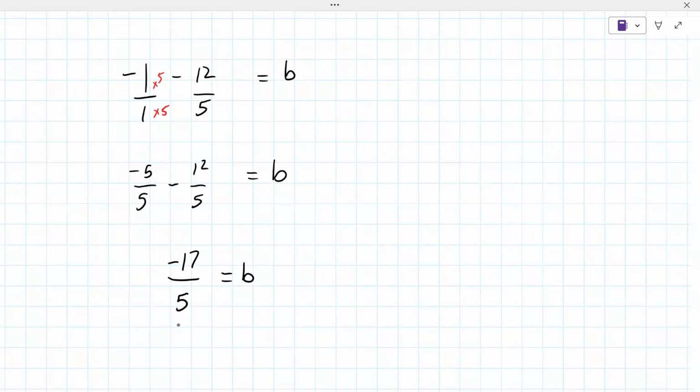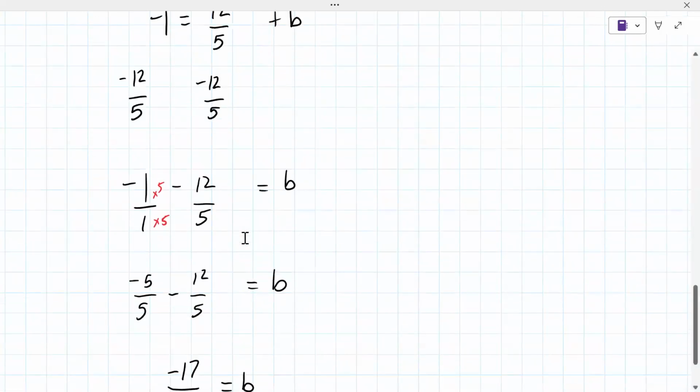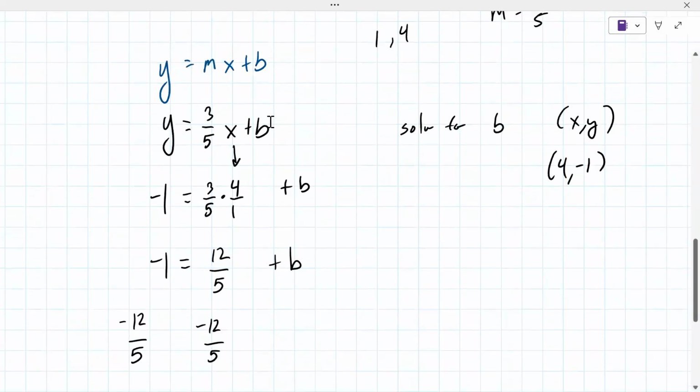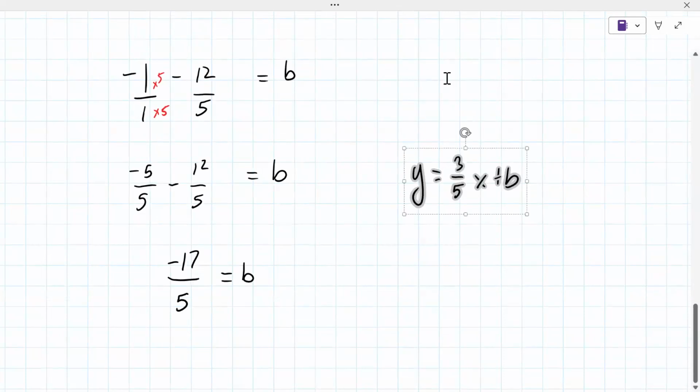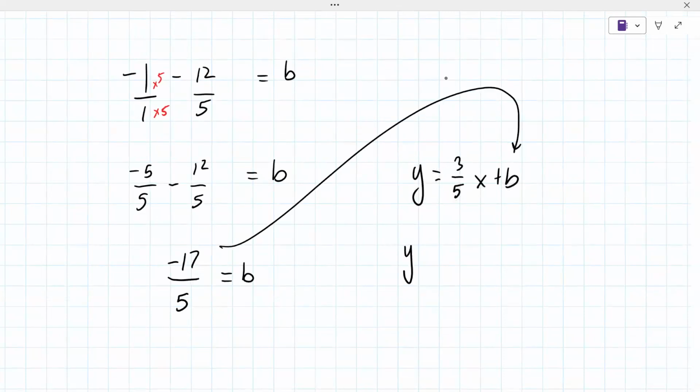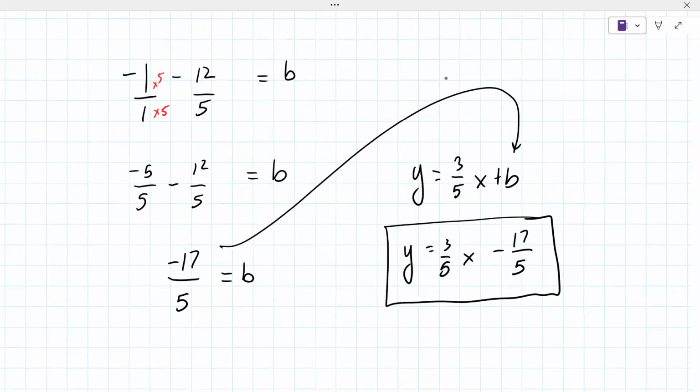That okay? Yeah. Okay. And then we go back to this equation right here, the 3/5 x plus b, and we substitute this number in for b. Y equals 3/5 x minus 17 over 5, like that. So I would put in the x with the 3/5. There's the box on the left, that's the y. On the right is the 3/5 x minus 17 over 5.